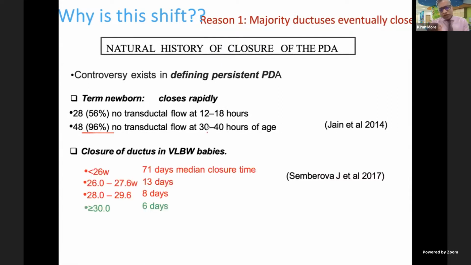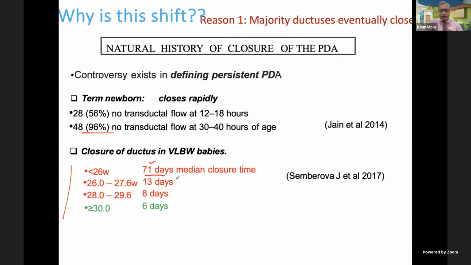Now, if you look at the babies less than 30 weeks, where the PDA is a problem, actually, the closure rate is inversely proportional to the gestation. So, the smaller or more premature the baby is, the more likely the PDA will remain open longer. As you can see, in babies less than 26 weeks, the median is 71 days to close.